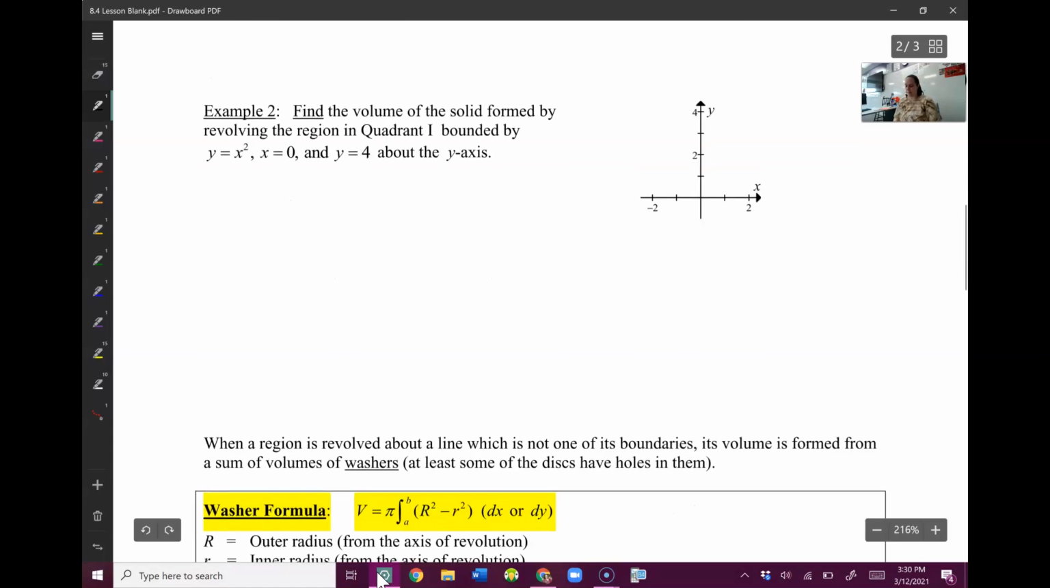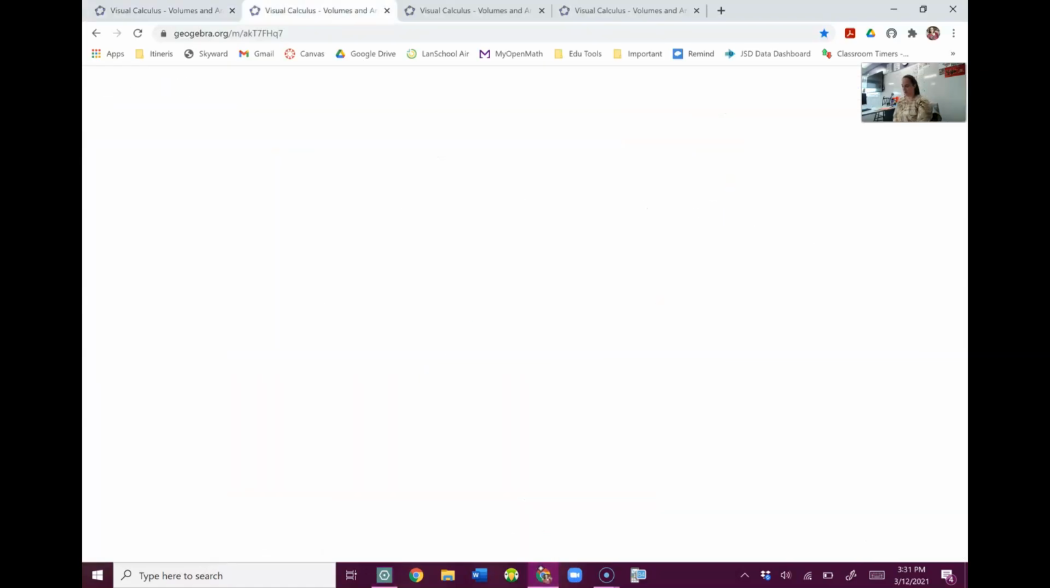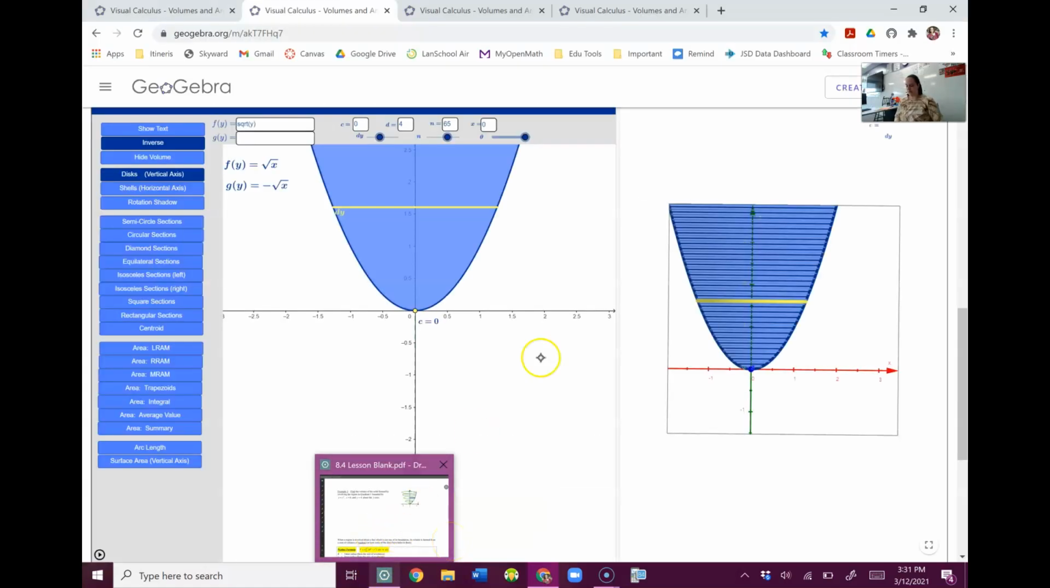Let's try a second one. We're still going to do y equals x squared, but now we want to talk about it in terms of the y-axis. So now my r is going to go this way, and when I rotate it, my circles are going to go like this. So to kind of visualize this one, if it will come up, might not want to. There we go.